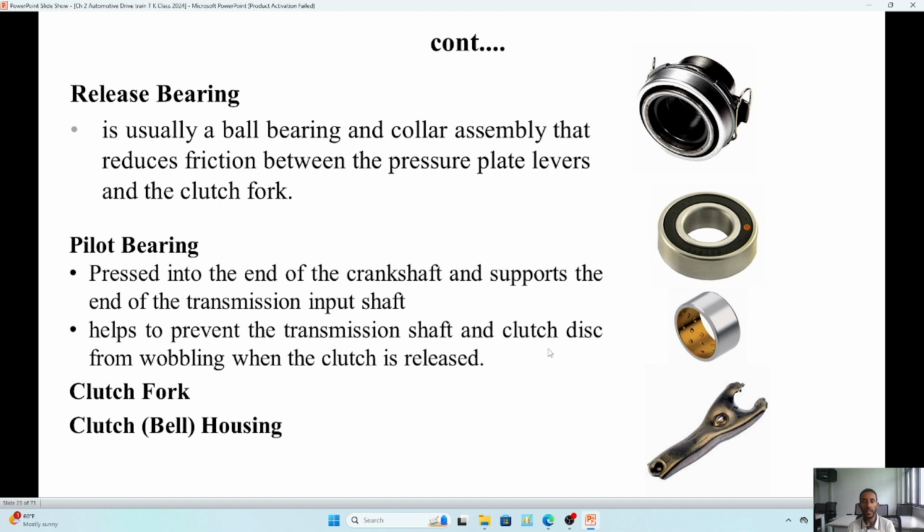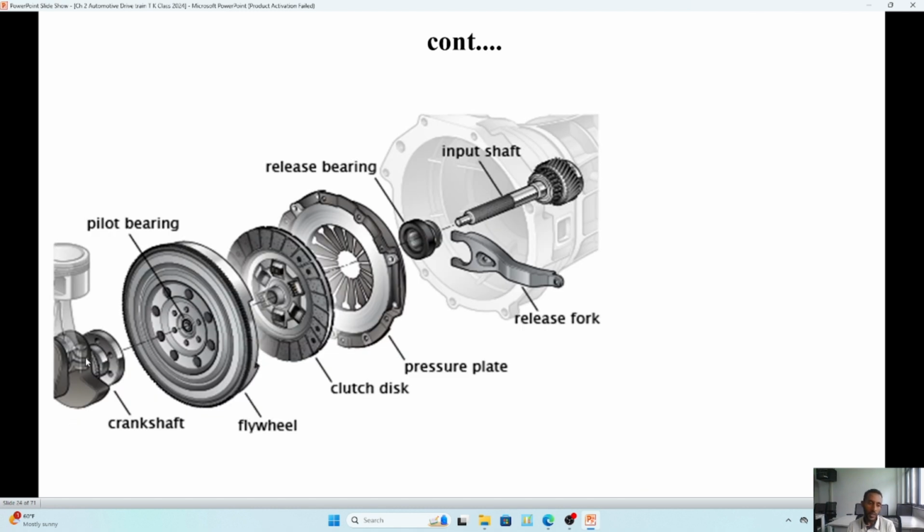Let's see this one in real location. This one is the engine crankshaft, and this one is the pilot bearing we will obtain sometimes in the flywheel and the crankshaft part. And this pilot bearing supports this input shaft, if you observe. So this smooth part will be supported by this pilot bearing.